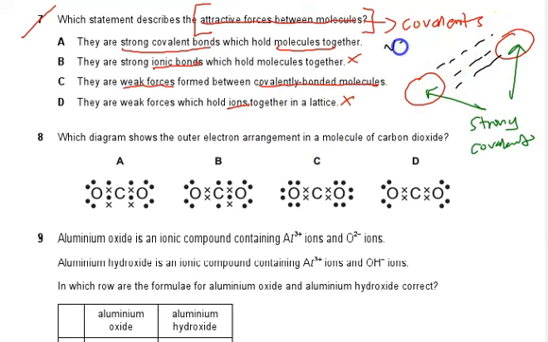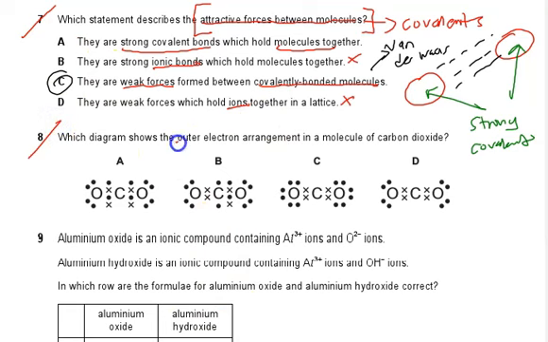This is what we call a van der Waals force. So this should be C. They have a weak force formed between the covalently bonded molecules. So this is what they're asking for. Okay, now let us go for number 8.